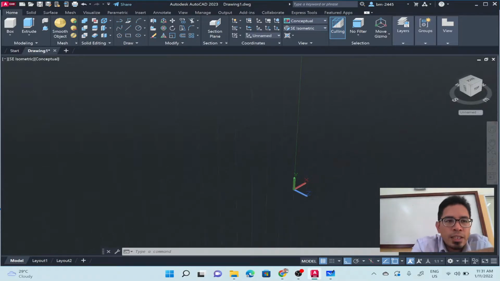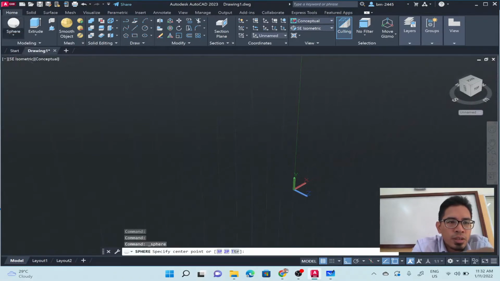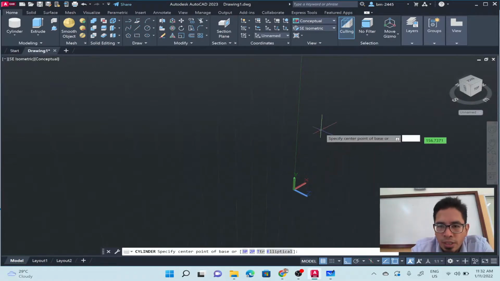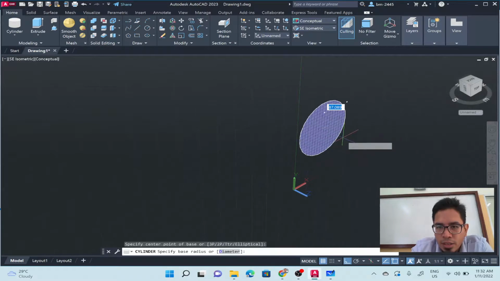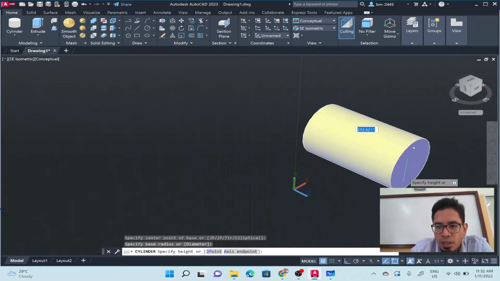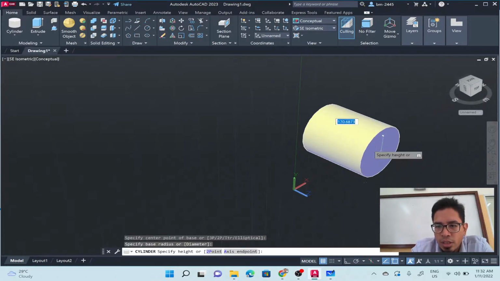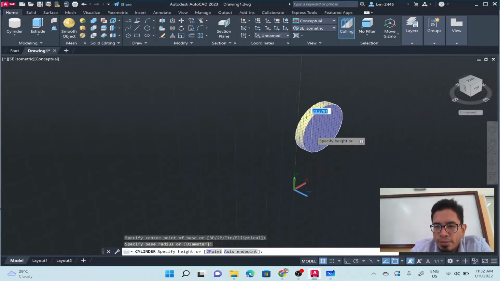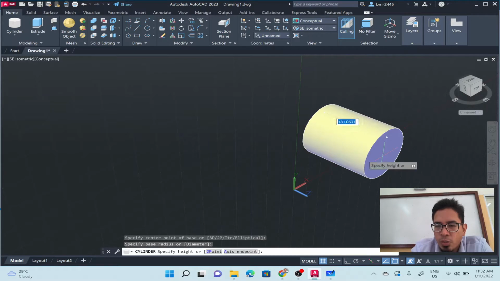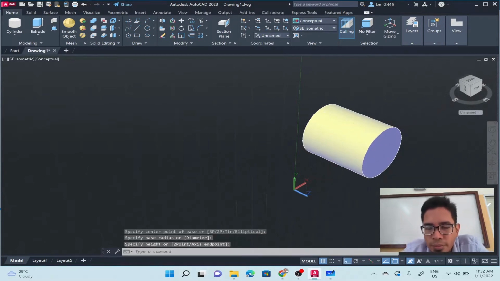Let's say I'm going to draw a simple cylinder. Notice that it will follow the XY direction. The circular surface of the cylinder will follow the XY plane. You can put it wherever you want. Let's say I put it here.